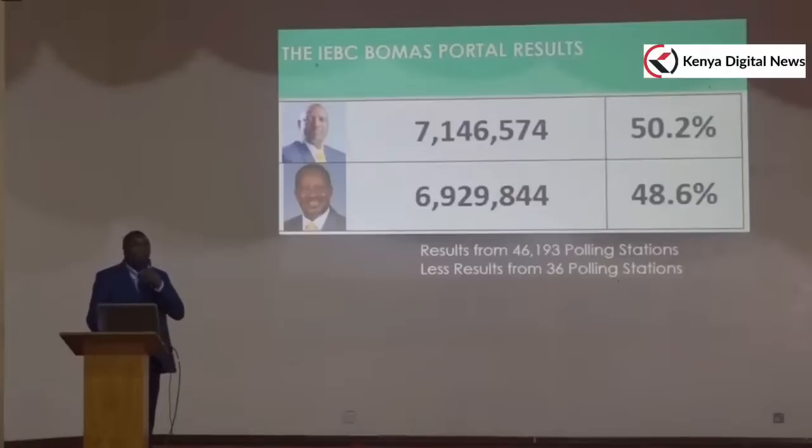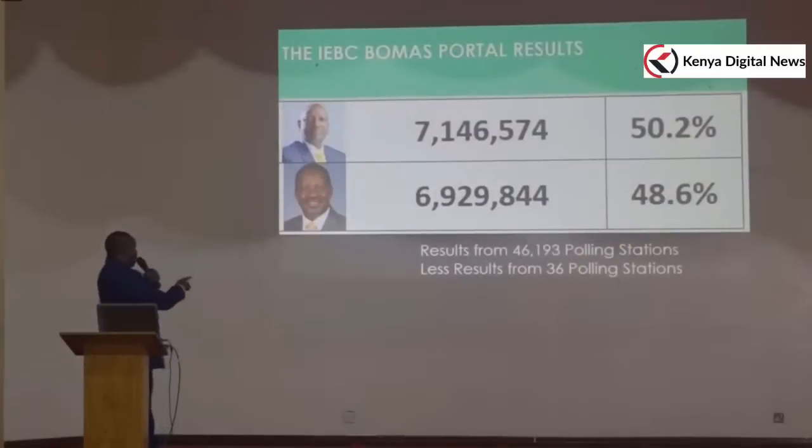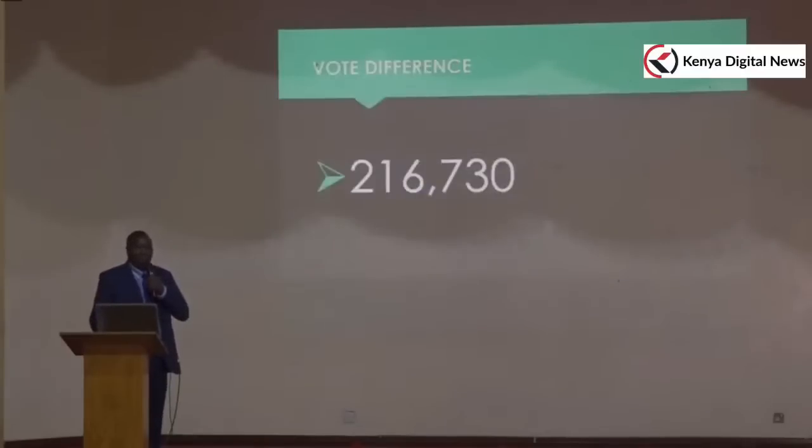6.9 from the IEBC servers. Because here you can see that I am less 36 polling stations that I did not get from the IEBC portal. So that gave the 30 votes, while we know that the portal of IEBC is talking of about 233,000 votes.